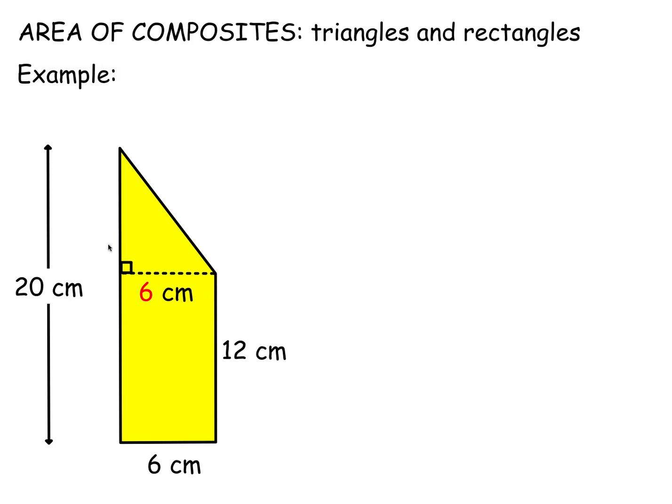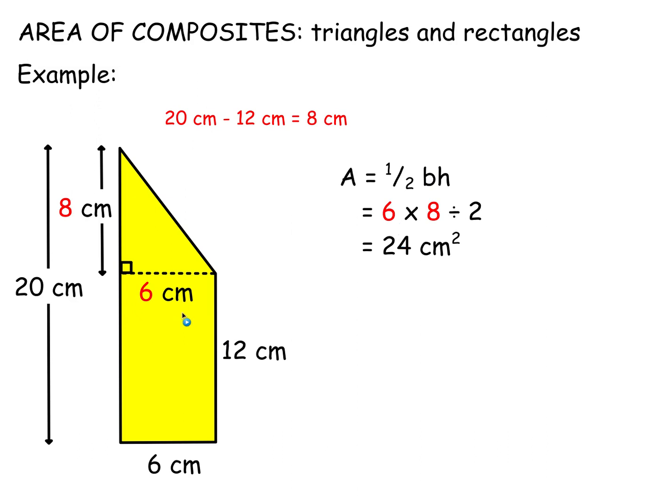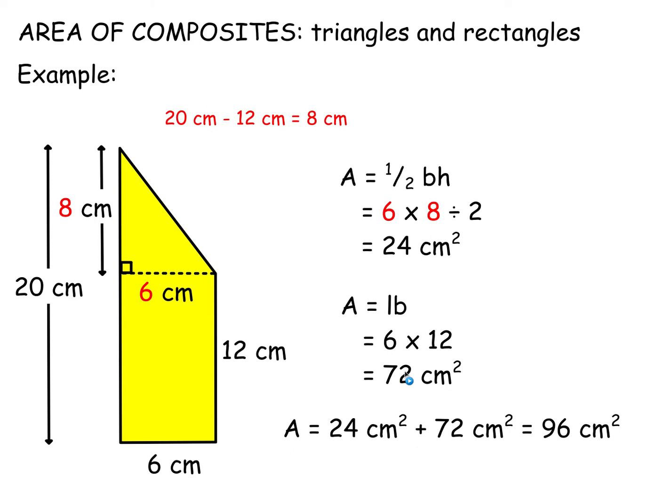This height you can calculate because the full height is 20, and on the left to the bottom of the triangle it's 12. So there's a gap of 8 between them. In other words, that 8 was from the 20 minus 12. And now you've got a triangle, you can apply half BH. The rectangle, A equals LB. Take the two areas, add them, and you've got the overall area. So that's composite shapes. This is a right angle triangle.